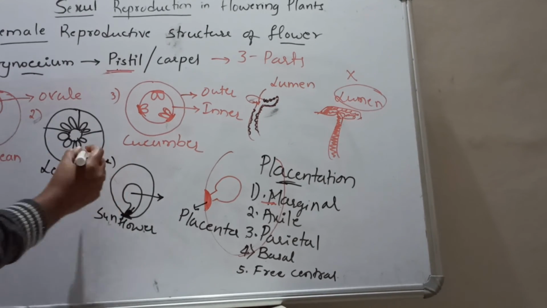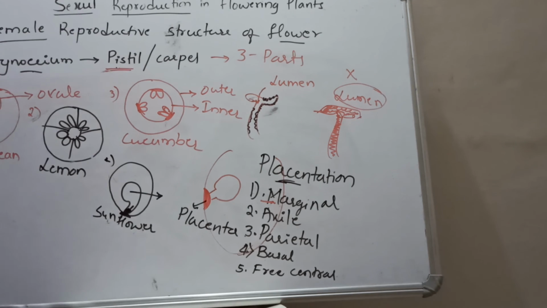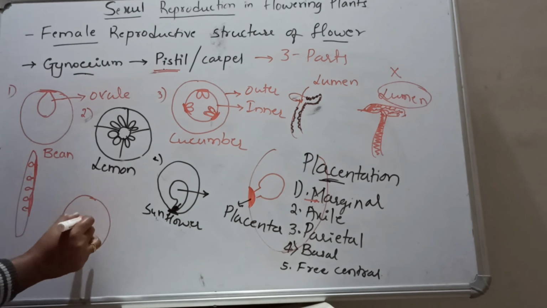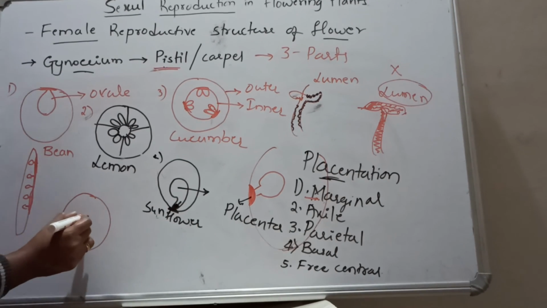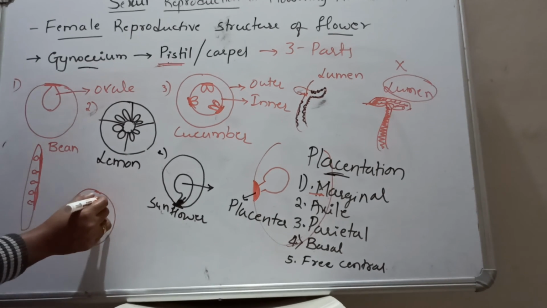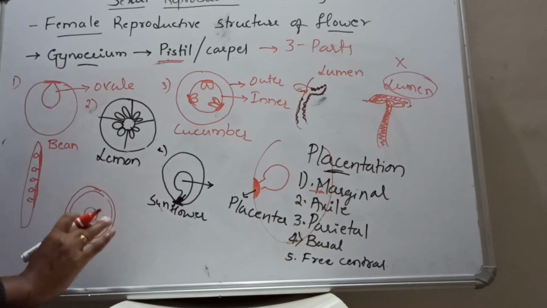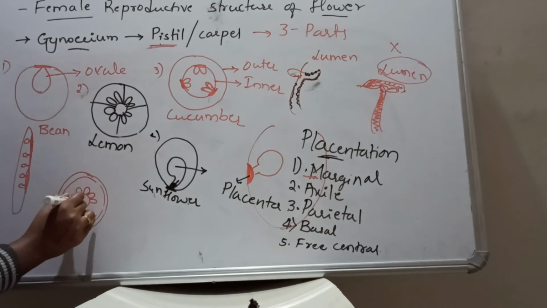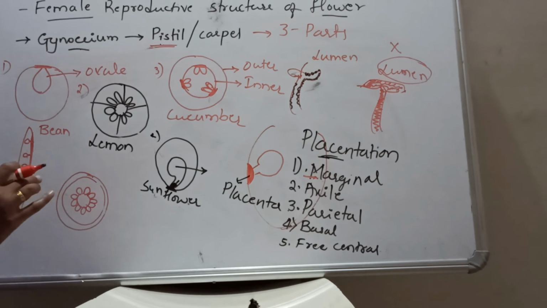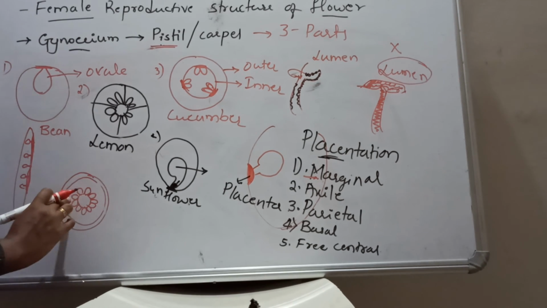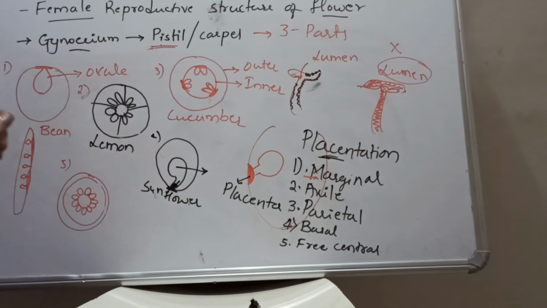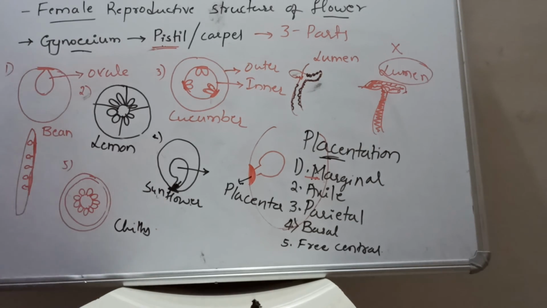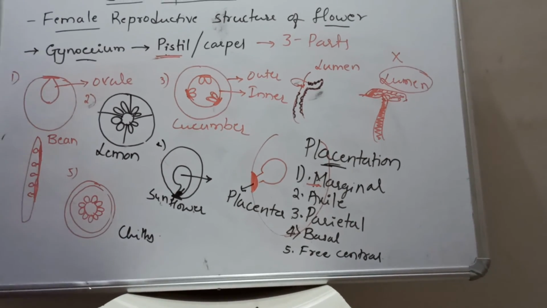And the fifth one is free central placentation. Free central placentation means here the ovary has no septa. It means free. The central space is free. Then the ovules are attached to the center, and the septa or the chambers are absent here. That placentation is called free central placentation. For example, chili. These are the types of placentation.